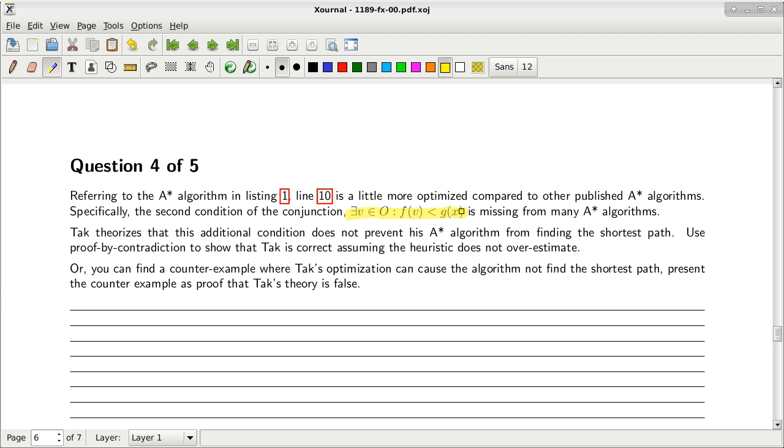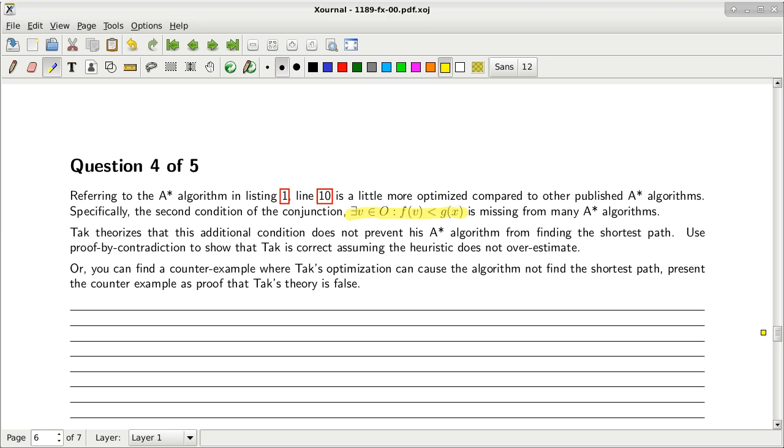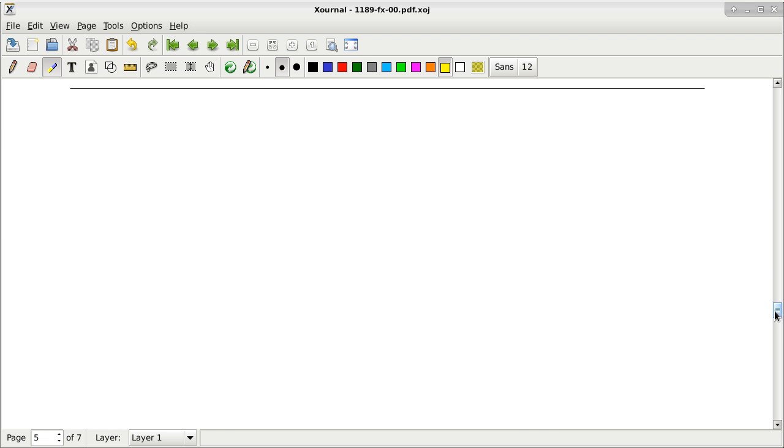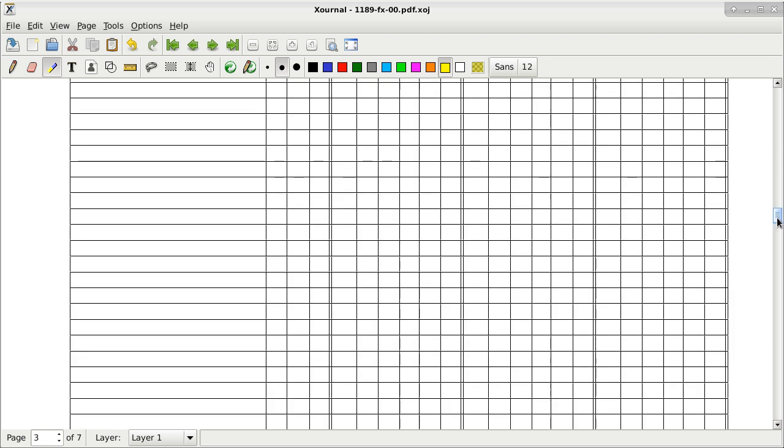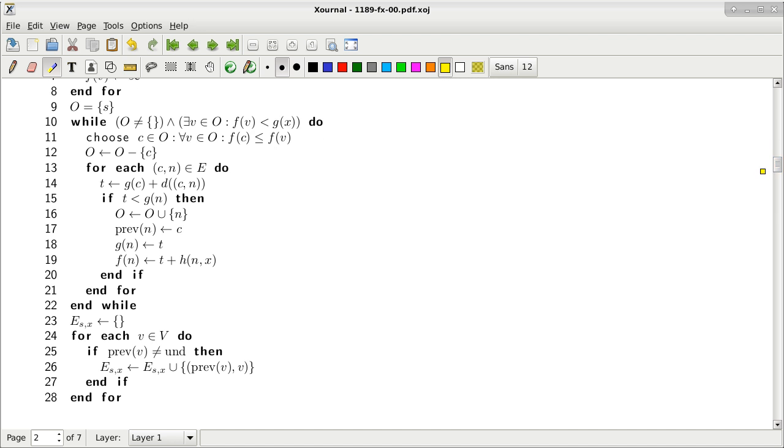So you can either prove that it does not prevent the A-star algorithm from finding the shortest path, or you can give me a counter example where there is a case such that this additional condition in a conjunction causes problem and the algorithm ends up not finding the shortest path. So the important part is to get back to the algorithm itself and focus on a few things.